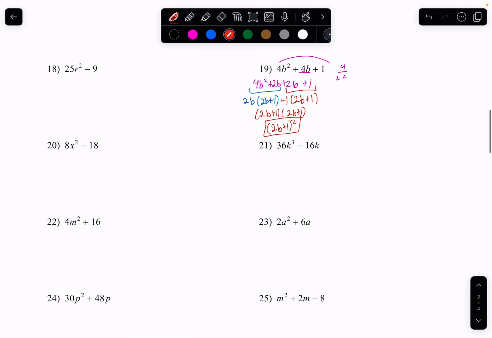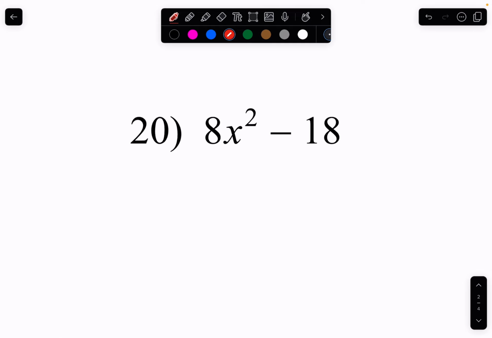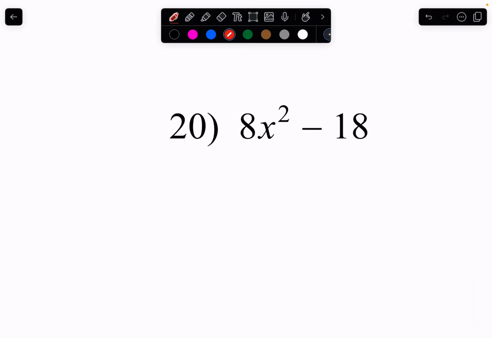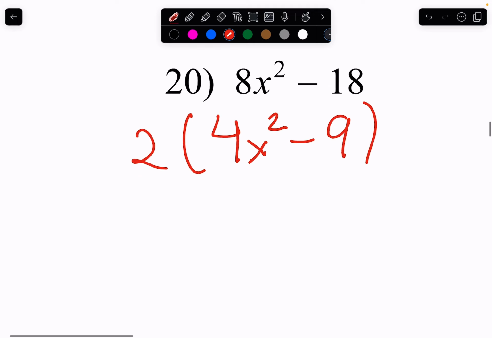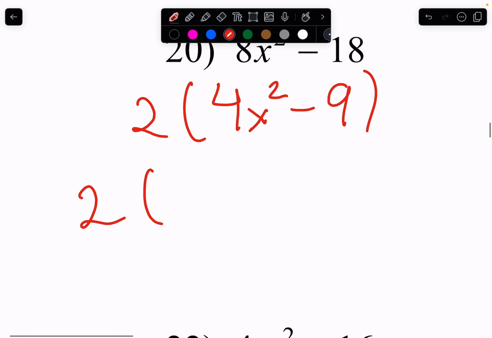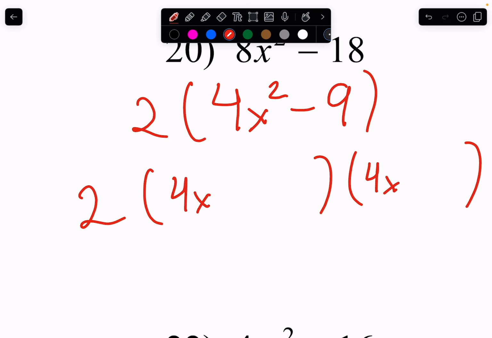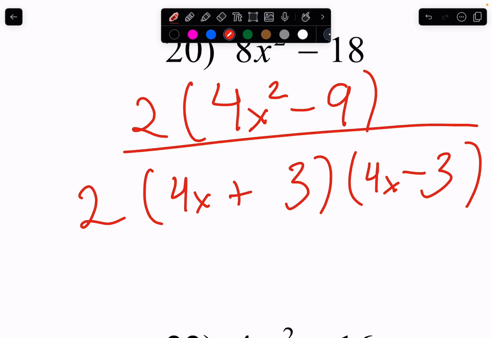Let's go ahead and do this one here. Number 20. Of course, look for a GCF. My GCF here is going to be 2. So I get 4x squared minus 9. And then if I use my flow chart, right, I've got 2 terms. I'm going to try and do the square root method. So I've got 2. Square root of 4x squared is going to give me 4x. Square root of 9 is 3. We're going to do plus minus, and we're done.